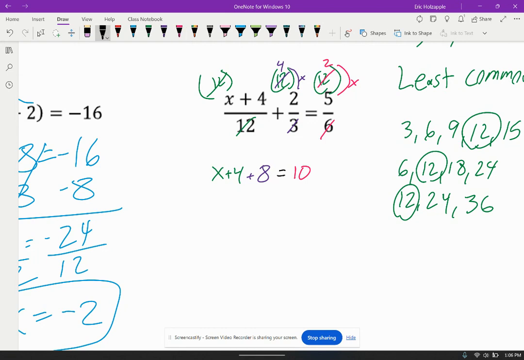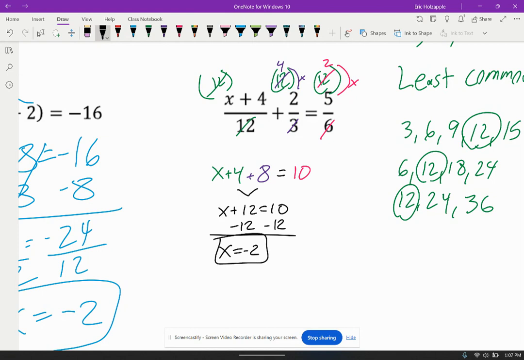All right, so again, we took our least common multiple between all our denominators, which was 12, multiplied it all out on top, and then we simplified as we needed. We're then going to combine our like terms here: x plus 4 plus 8 is 12, equals 10. Subtract our 12 on both sides, and we're going to get x is negative 2.